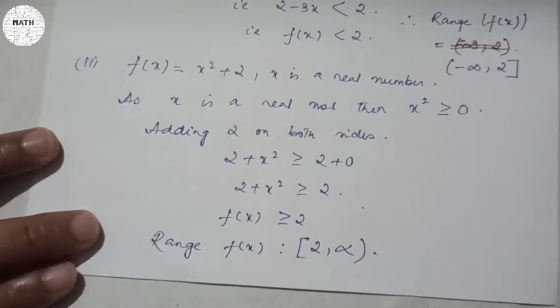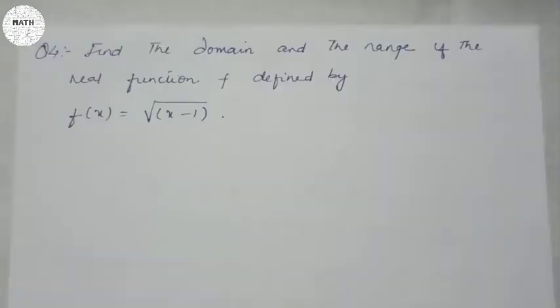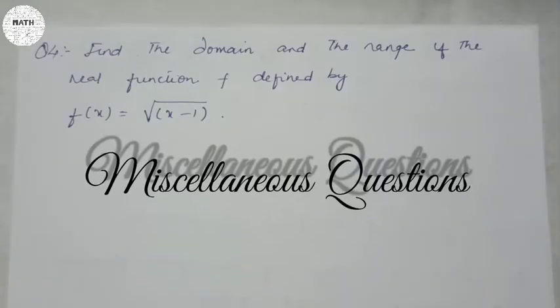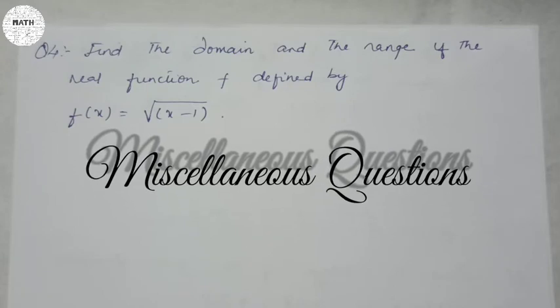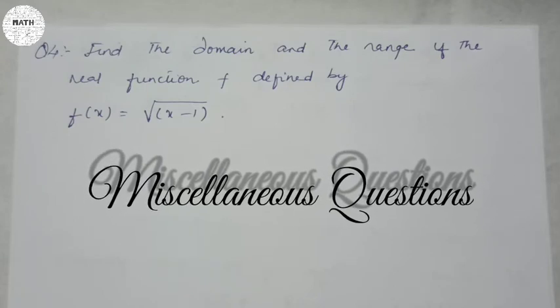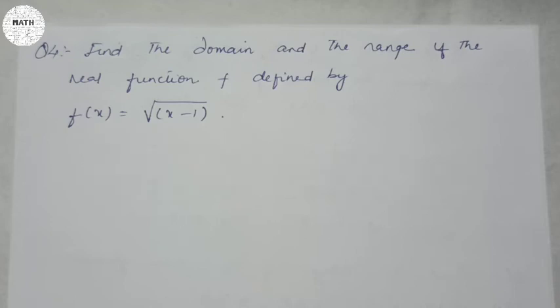So that's all about your question number 5 too. Alright, let us do some questions based on your miscellaneous exercise. Question number 4 is: given that, find the domain and range of the real function f defined by f of x is equal to root over of x minus 1. This is the same thing as question number 2 of your exercise 2.3.